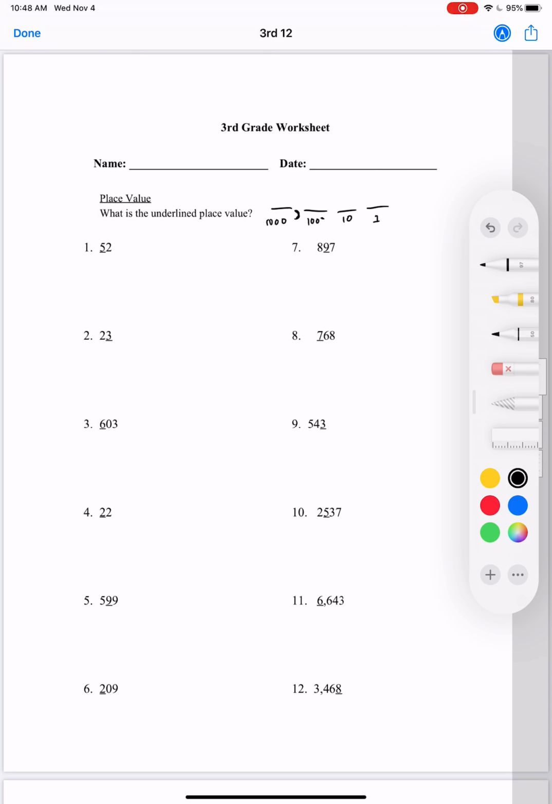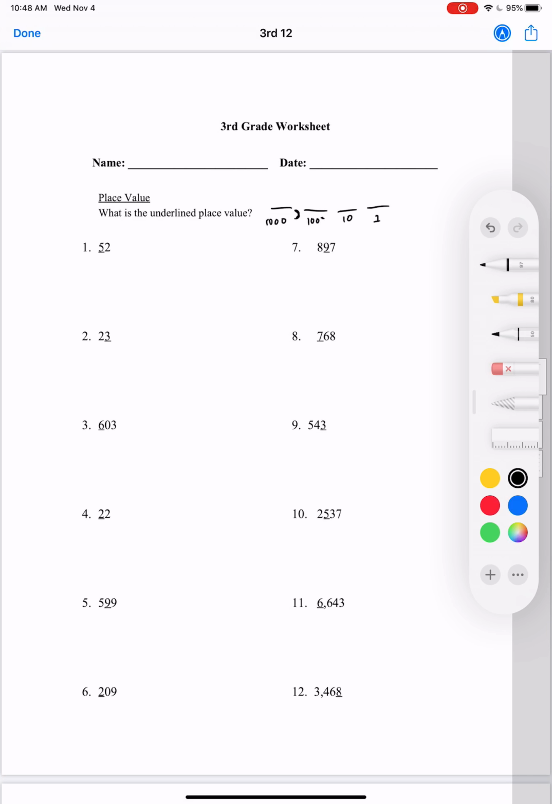So over here, if you look at number 1, there's two values, and the underlined place value is 2 from the right. So 1, 2, that means it would be in the tens place. So the answer is tens. For number 2, although there are two values, the first value is underlined, which means it is in the ones place.